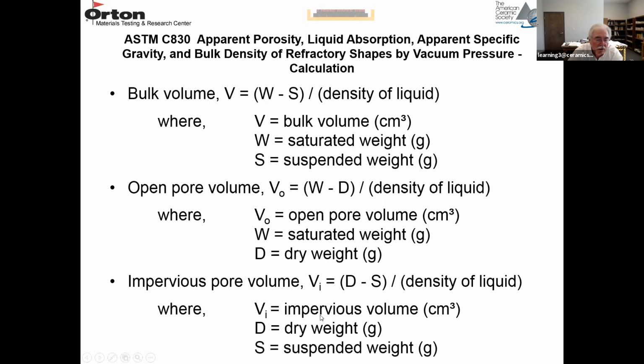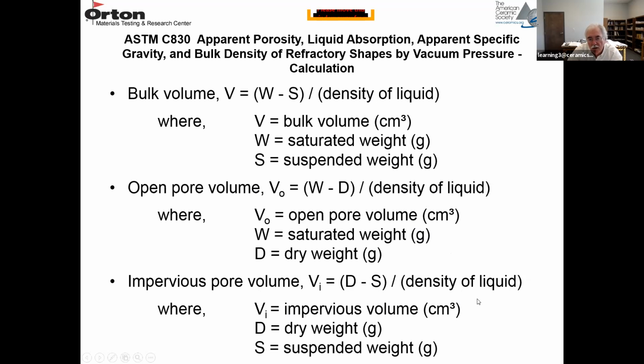So there's just a series of equations for calculating these different values. The bulk volume is W minus S. So V is the bulk volume, W is the saturated weight, S is the suspended weight. The open pore volume, V0, is the saturated weight minus the dry weight. In all of these cases, you have to divide by the density of whatever liquid you're using. And the impervious pore volume, the closed pores, VI, is the dry weight minus the suspended weight.